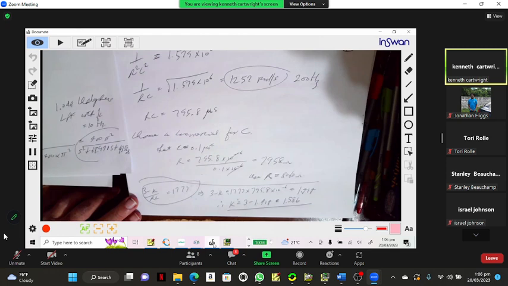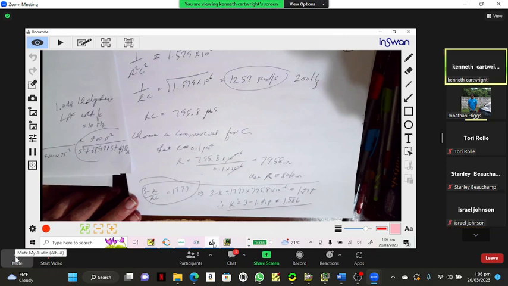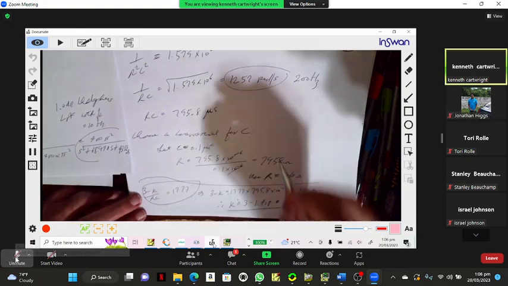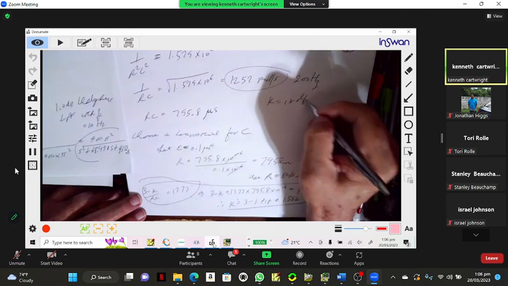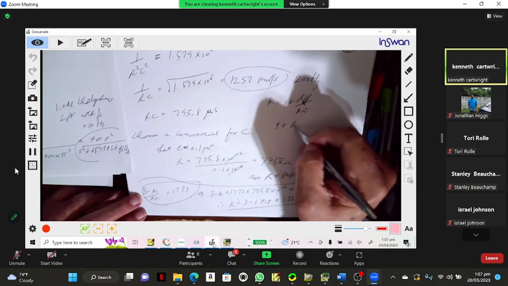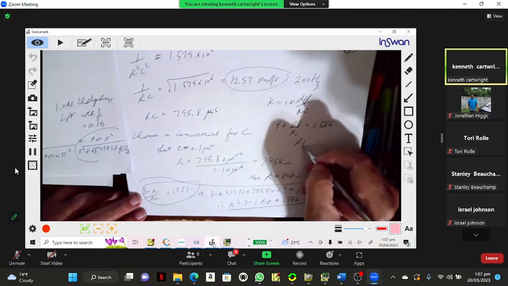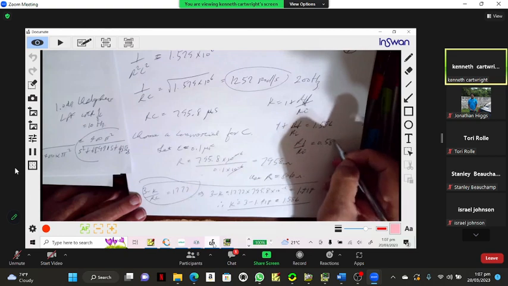Folks, what is K equal to? K is 1.586. What else is K equal to? Exactly. K equals 1 plus RF over RI. So 1 plus RF over RI equals 1.586. So RF over RI equals 0.586.